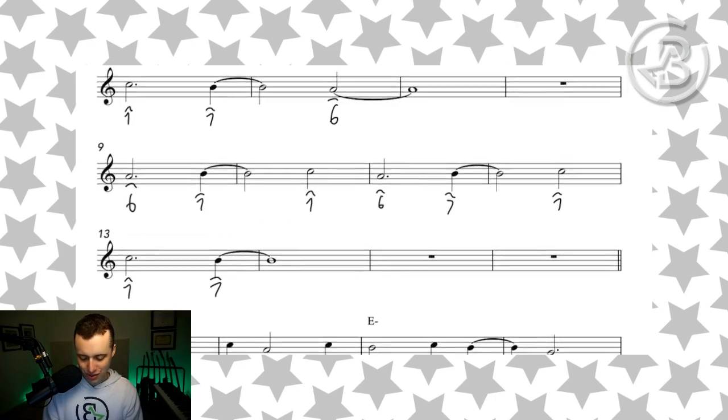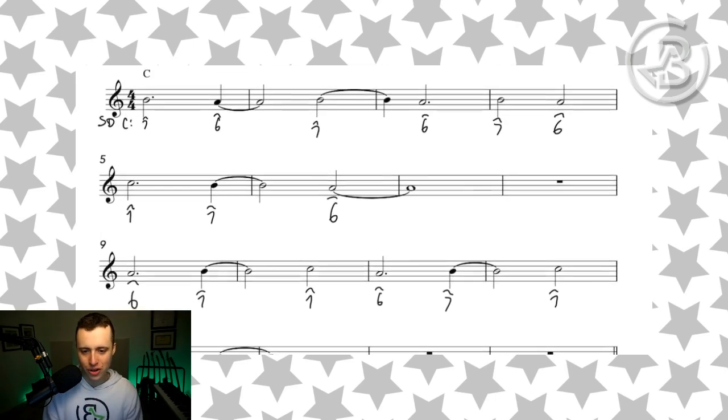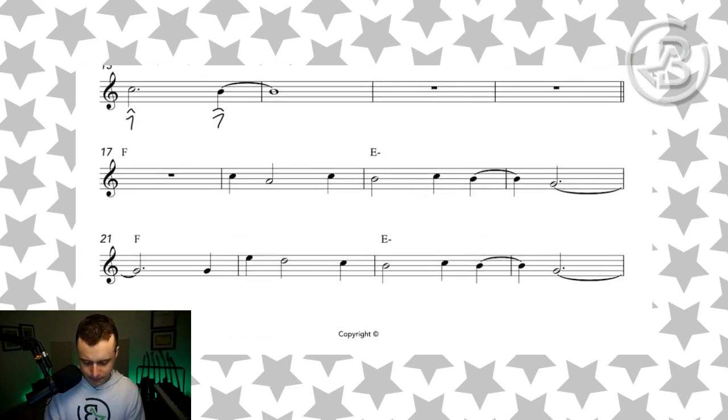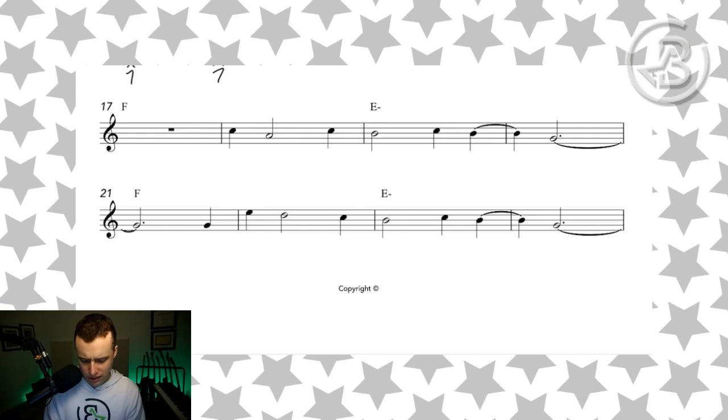Because if we look at these first 14 measures, there's a lot of A's and B's and C's. And if you're thinking about this from an A minor common notes perspective, A being 1, C being flat 3, there's a lot of A minor common notes here. But it's not A minor, it's in C major. So, carrying on. Measure 18.